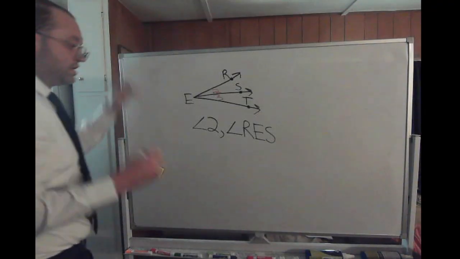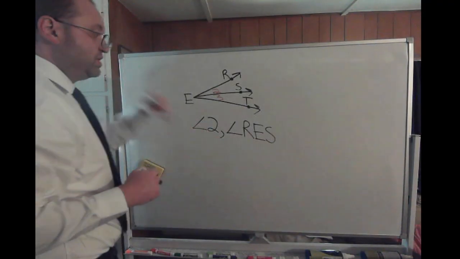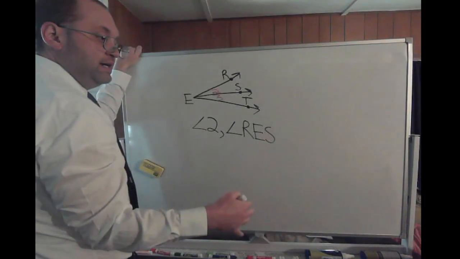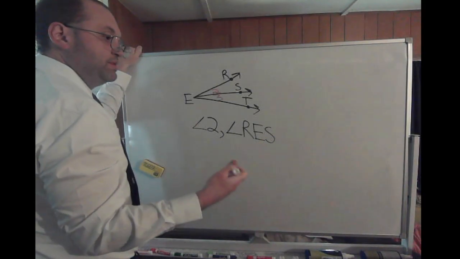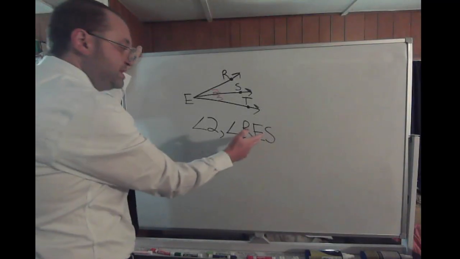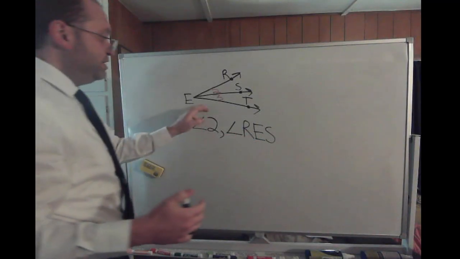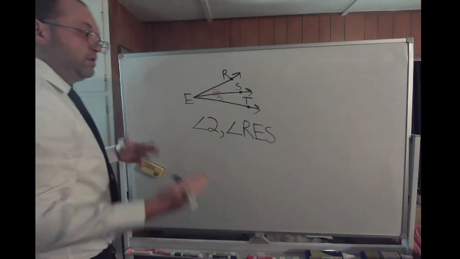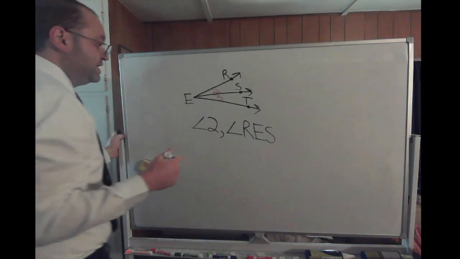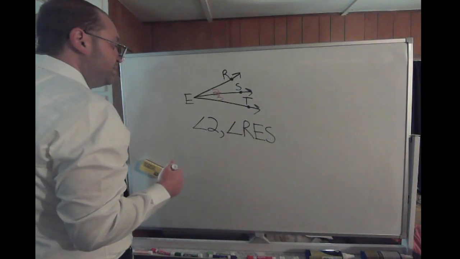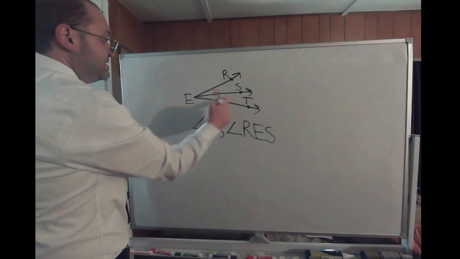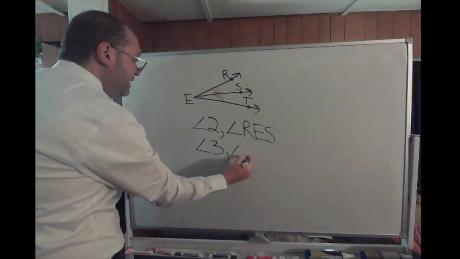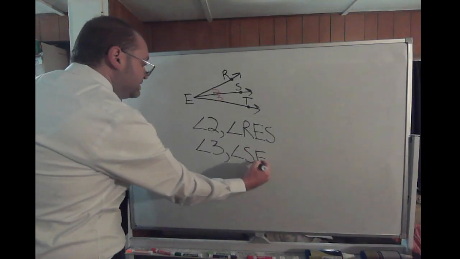That would also work. And when referring to angles, the vertex is always in the middle. I know that's weird because when we talk about rays, the starting point's the first letter, but when it comes to angles, your vertex will always be in the middle. The vertex of the angle is simply where all the rays meet together to form the angle. That's the vertex. And then SET we can refer to as angle 3 or angle SET.